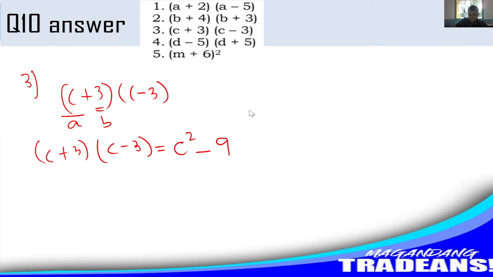Kapag ganito po, automatic 10. Kapag mali po dito, bigyan natin ng konting score na 3 points or 2 points rather.